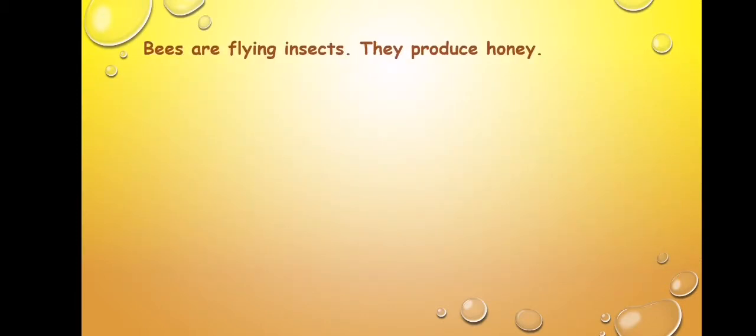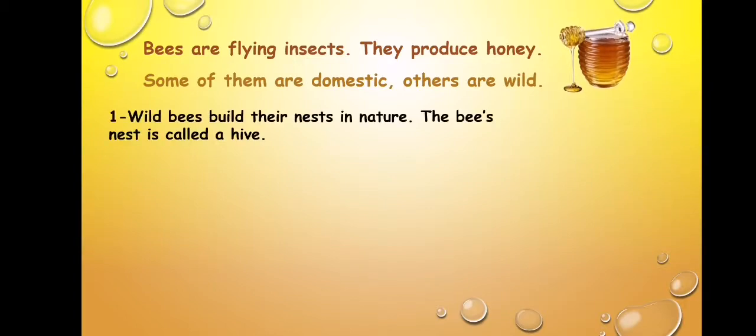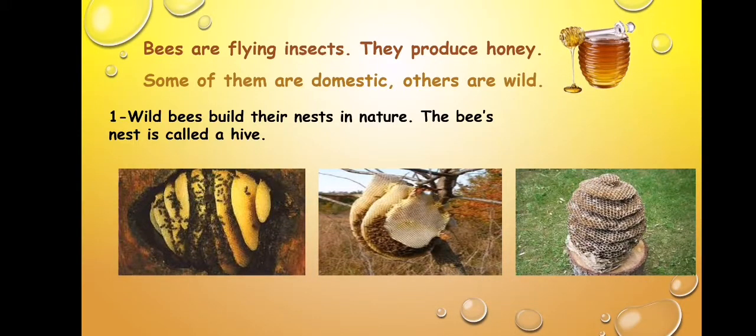Bees are flying insects. They have wings. They produce honey. Some of them are domestic, others are wild. Wild bees build their nests in nature. The bee's nest is called a hive. These hives are built by the bees.